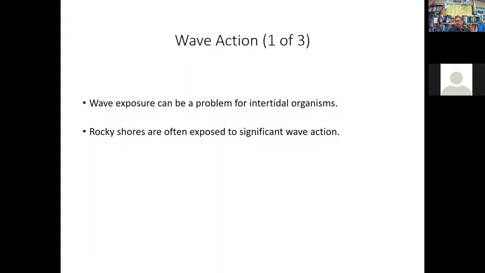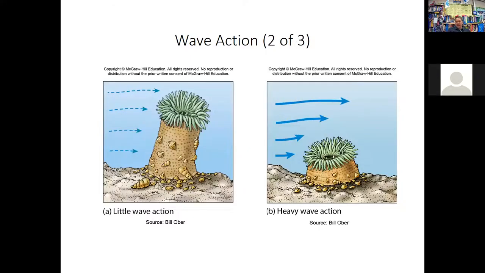All right, let's take a look at waves in the intertidal. Wave exposure can be a problem for intertidal organisms. Rocky shores are often exposed to significant wave action, so you're going to see waves crashing on the rocks. Some of the more classic things, when you go to a rocky shore region, some will even come up and look like a blowhole. There's one in Ensenada called La Bufadora, and when the waves come in, it makes a big splash. Imagine being subjected to that all the time. Well, how do these intertidal organisms do that?